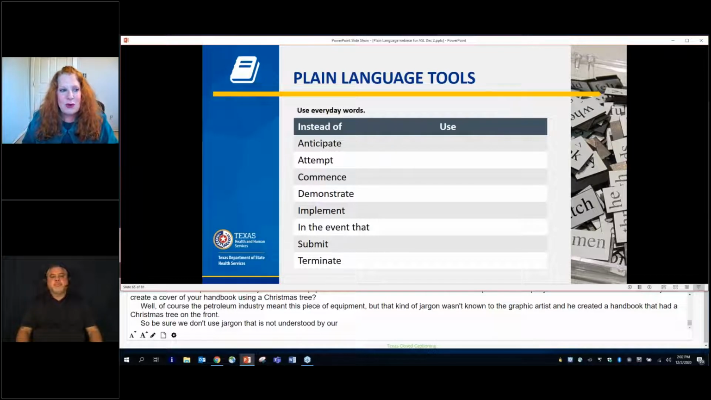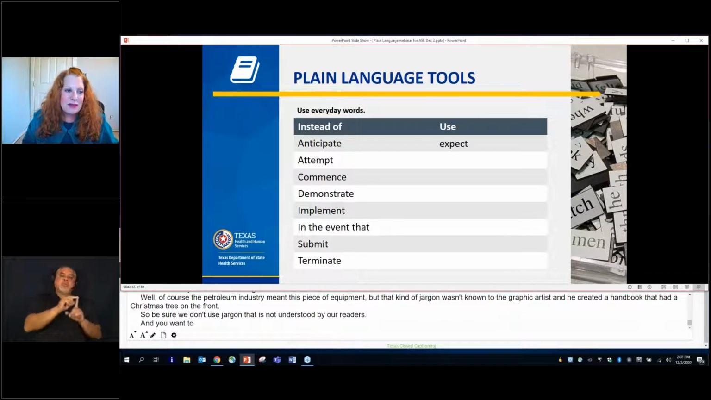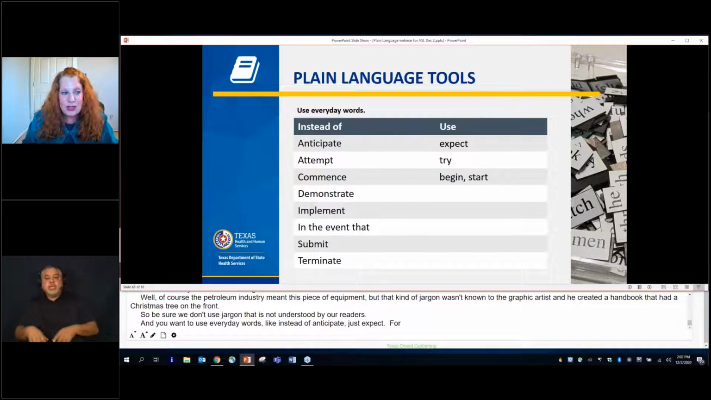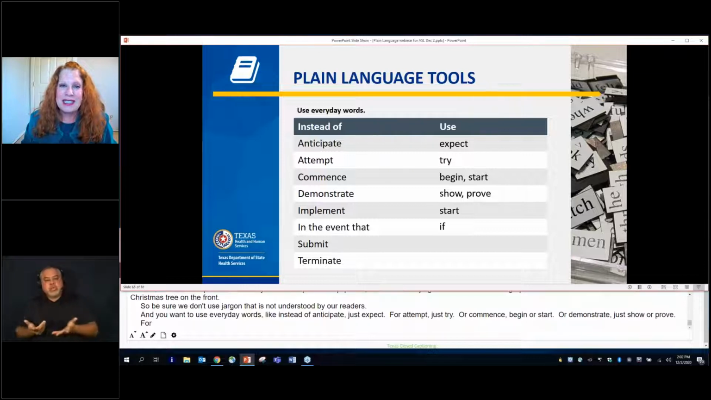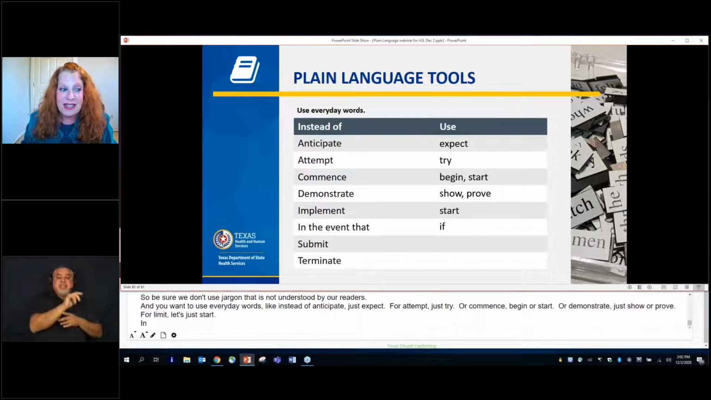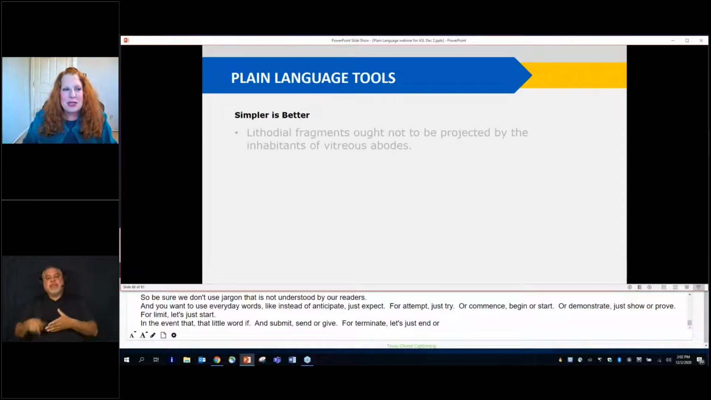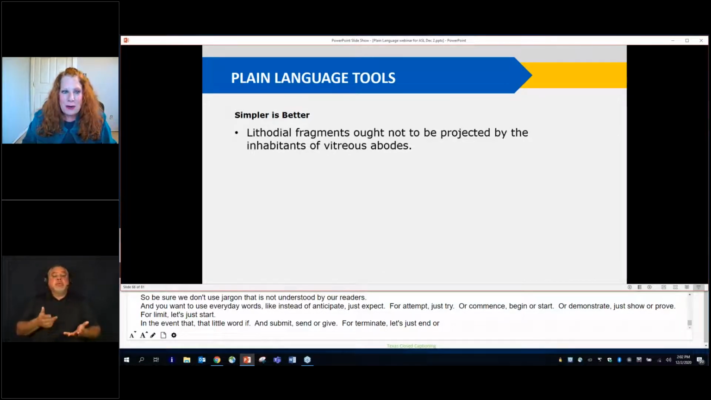And you want to use everyday words, like instead of anticipate, just expect, or attempt, let's just try, or commence, begin or start, or demonstrate, let's just show or prove, or implement, let's just start, or in the event that, little word if, and submit, send or give, or terminate, let's just end or cancel. You know, simpler really is better.